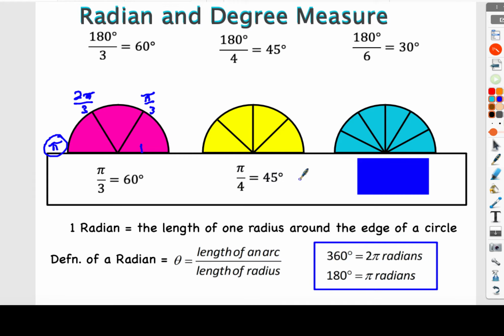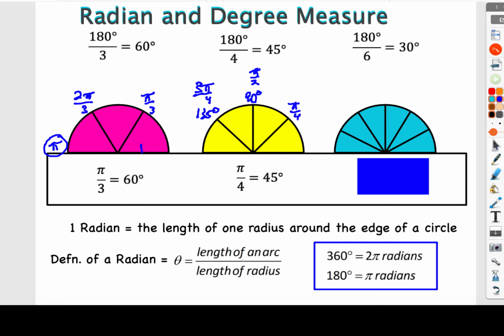Well, if you chop pi into 4 parts, now this is pi over 4, right? Same thing as 45 degrees. Where we used to be 90 degrees, this would be pi over 2 radians. And where we used to be 135 degrees, we would be pi over 4 times 3, right? We'd be 3 pi over 4 radians.